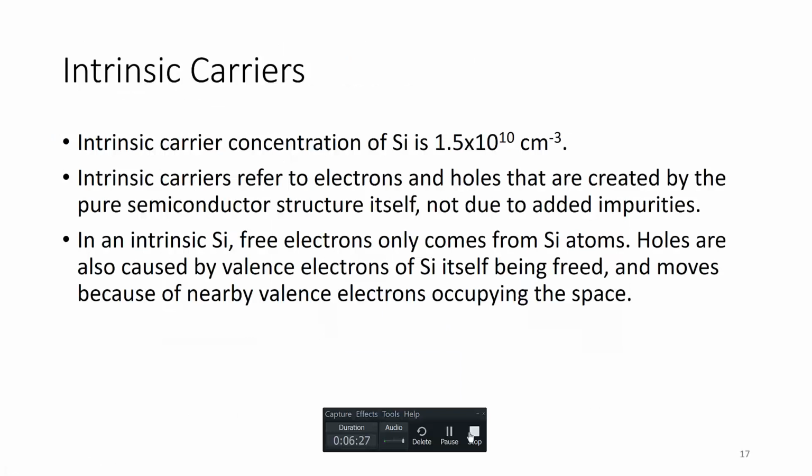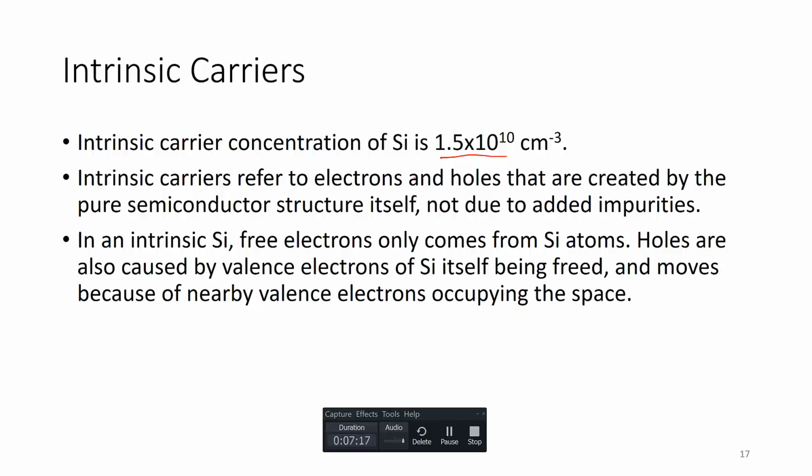Intrinsic carriers. So wrapping up for these intrinsic semiconductors, for example, the intrinsic carrier concentration of silicon is 1.5 times 10 to the power of 10 per centimeter cubed, meaning there are 1.5 times 10 to the power of 10 electrons that are free to move, electrons that have released themselves from the shared bonding model in each centimeter cubed. So intrinsic carriers refer to electrons and holes that are created by the pure semiconductor structure itself, not due to added impurities. So this value here are all electrons that came from silicon itself. So in intrinsic silicon, free electrons only come from silicon atoms.